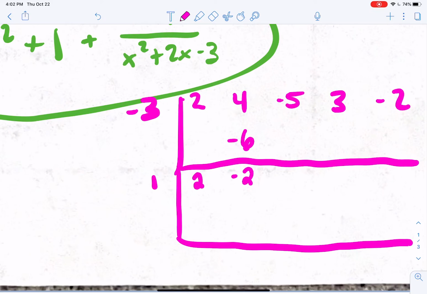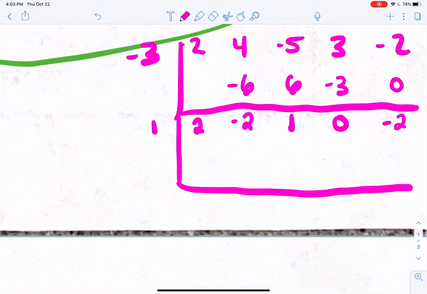3 times negative 2 is positive 6. Negative 5 and 6 together make 1. Then I have negative 3 times 1 is negative 3, and that together gives me 0. And negative 3 times 0 is 0, and that drop down is a negative 2. Okay? Then I'm going to do the same thing with the 1.